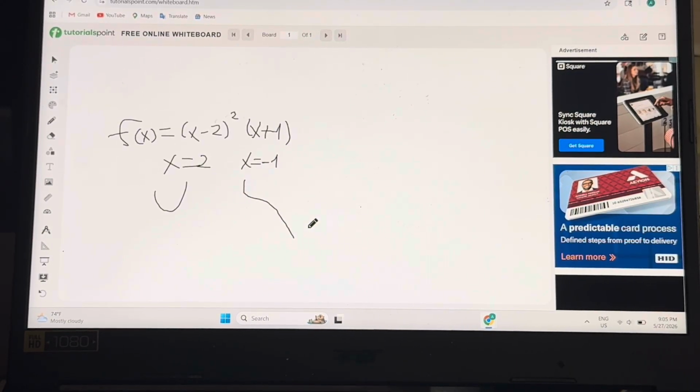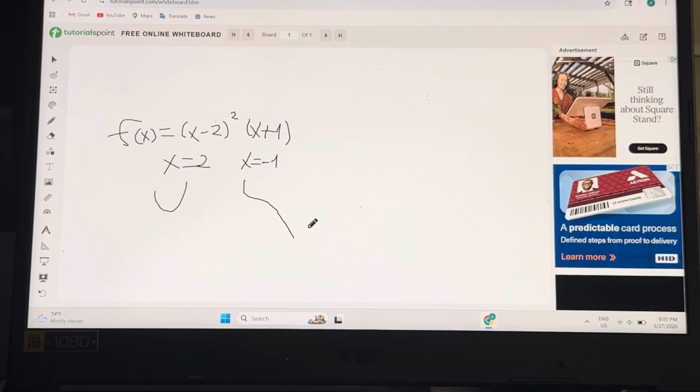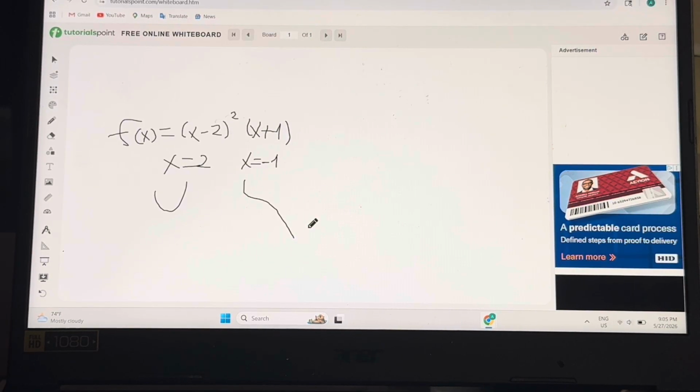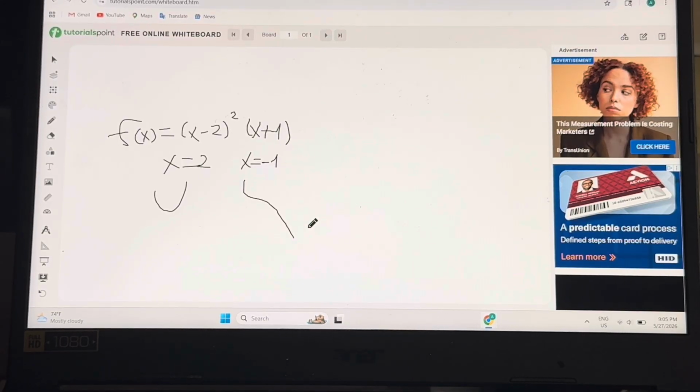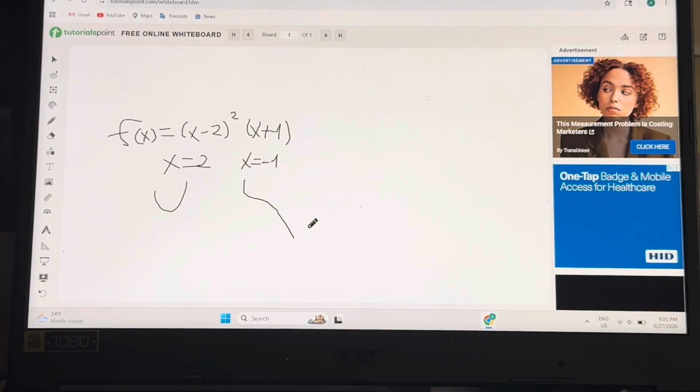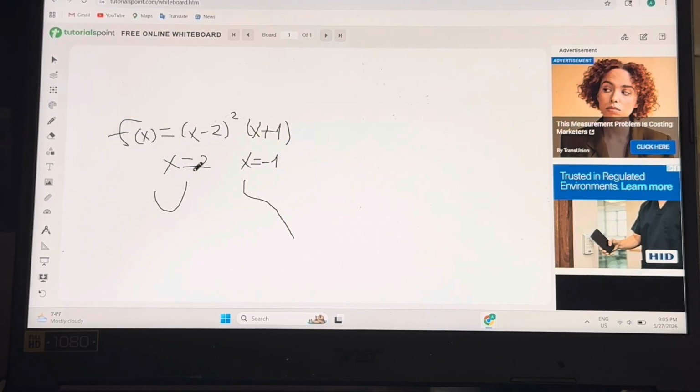Now let's talk about multiplicity, because it changes how the graph behaves near a zero. Multiplicity tells us how many times a zero repeats. Let's look at an example: f of x equals (x minus 2) squared multiplied by (x plus 1). This is a polynomial. If we factor it out, x is going to equal 2. Remember, x minus 2 equals 0, so x equals 2.